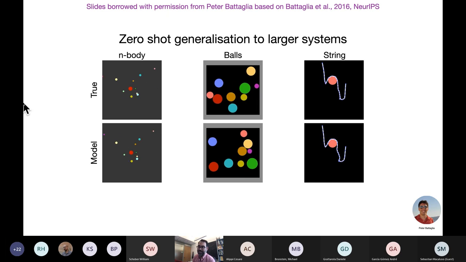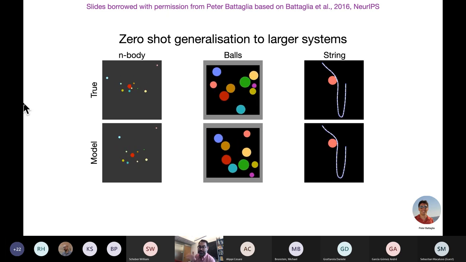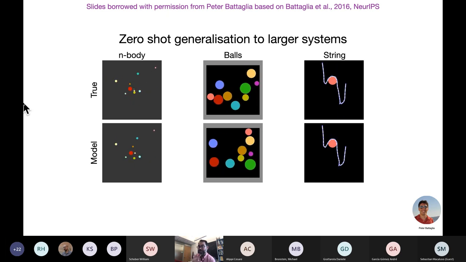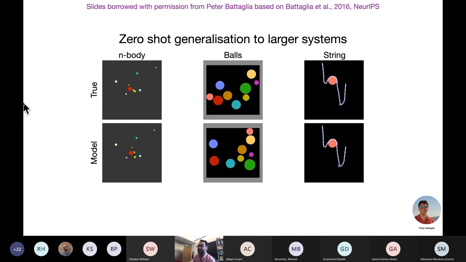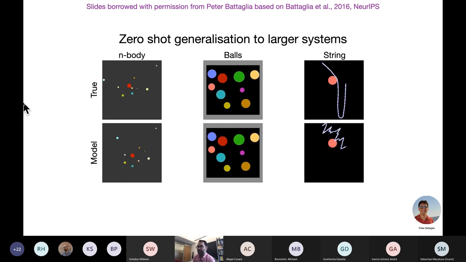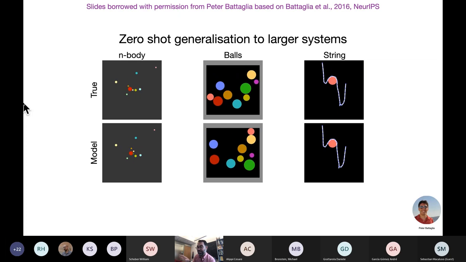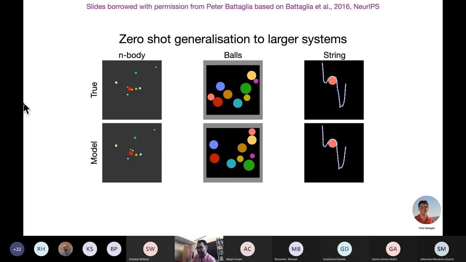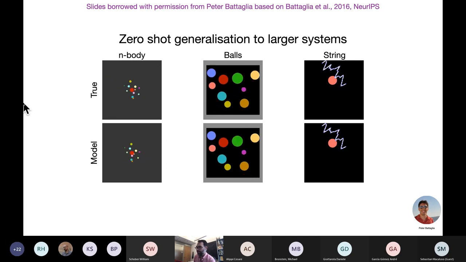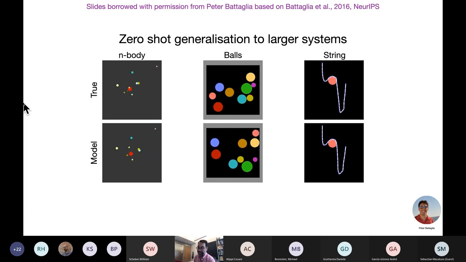And what's interesting is once you train these systems, without retraining them, you can apply them to a system of a different size. So there's this kind of zero shot generalization ability. And so you see here running these graph neural networks on new systems. This is in some sense like an extrapolation to a different system size. So it's pretty impressive, right?